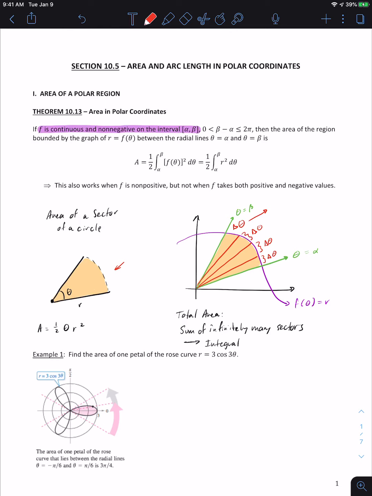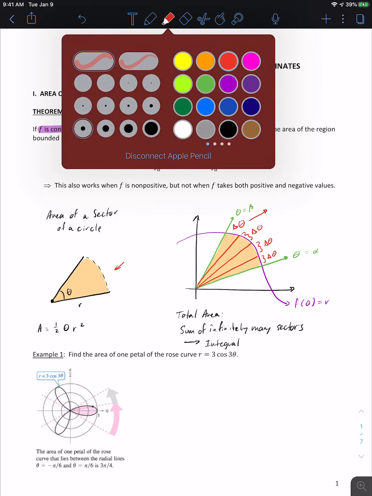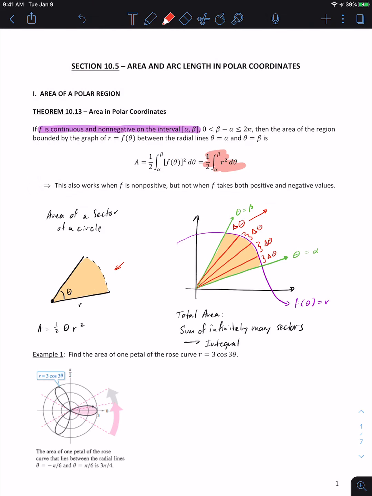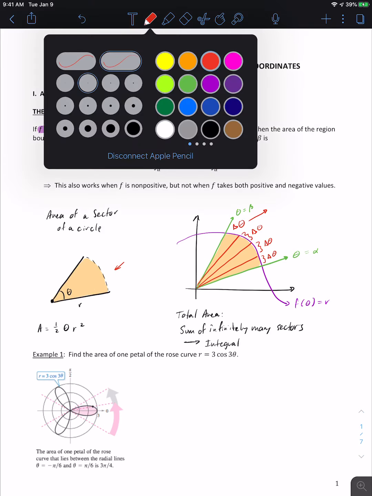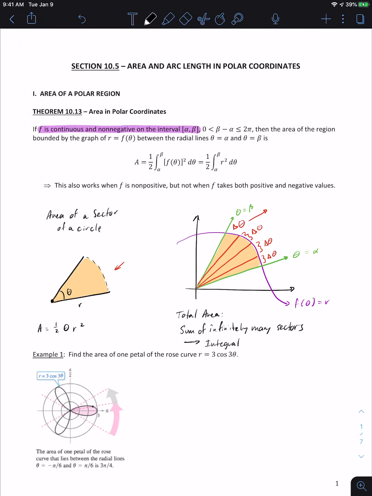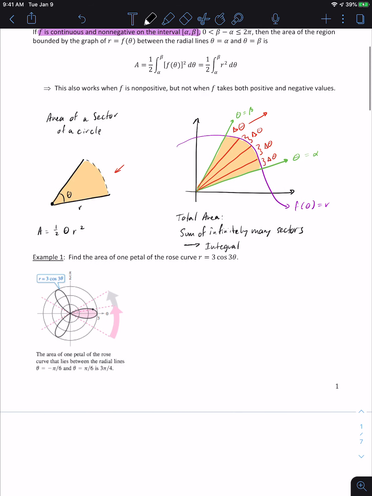And then if I add up infinitely many of those, I get this formula that we're looking at right here. All right, so that's kind of the idea. I didn't want to go too far into detail of it, but it's just the same idea that we've used over and over again, where we're adding up infinitely many things, which is the idea of an integral. Okay, so now we need to do an example.